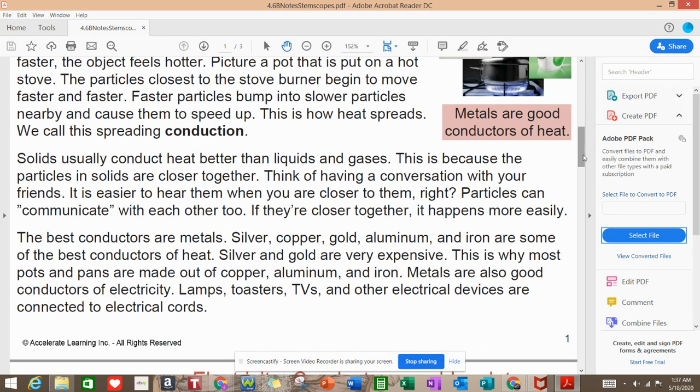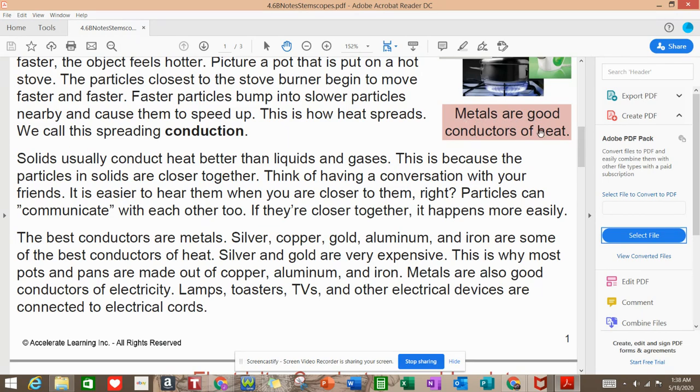Solids usually conduct heat better than liquids and gases. This is because the particles in solids are closer together. Think of having a conversation with your friends. It is easier to hear them when you are closer to them, right? Particles can communicate with each other too. If they're closer together, it happens more easily.